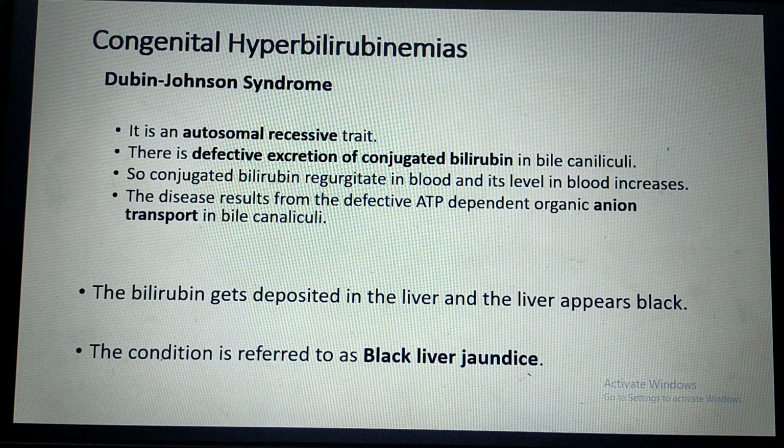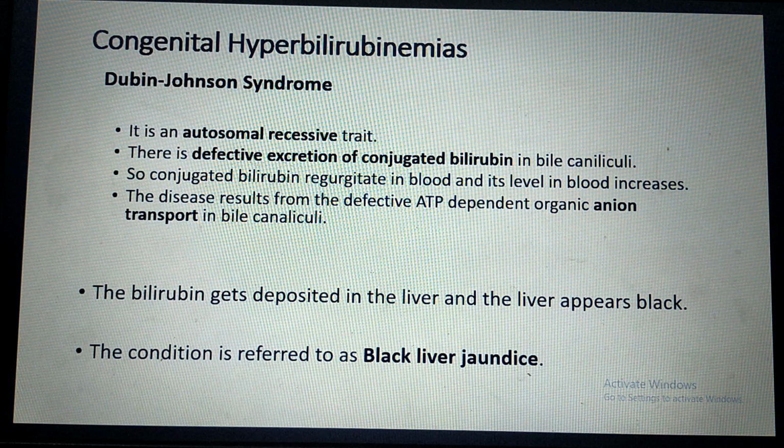The next type of congenital jaundice is Dubin-Johnson syndrome. It is an autosomal recessive trait. There is defective excretion of conjugated bilirubin in the biliary canaliculi. Here uptake and conjugation processes are normal, but there is a defect in the excretion of bilirubin. Therefore, the conjugated bilirubin regurgitates back into the blood and its level in the blood increases. This disease is due to a defect in the ATP dependent organic anion transport in biliary canaliculi.